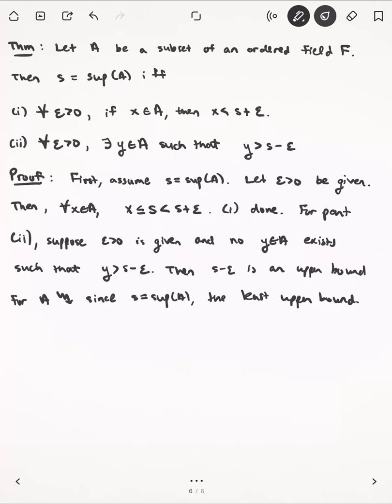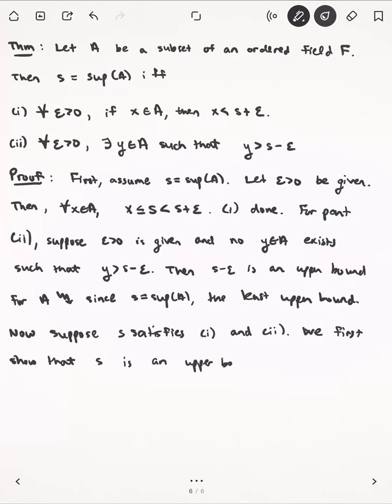Now we have to prove the other way. So now, suppose S satisfies one and two. We first show that S is an upper bound for A. That seems like a reasonable first step because, to show it's a supremum, you have to first show it's an upper bound for this set. That's a good place to start.